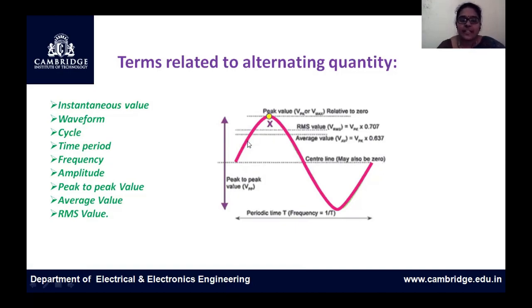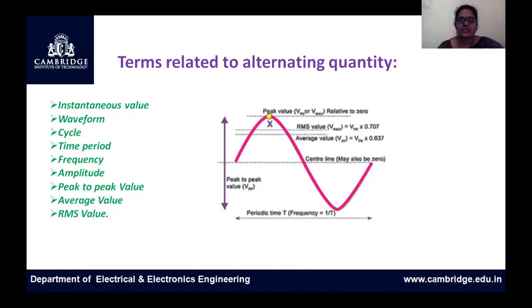So what is meant by instantaneous value? The value of an alternating quantity at any particular instant is called the instantaneous value. What is a waveform? If you represent any alternating quantity by taking time on the x-axis and amplitude on the y-axis, then such a representation is called waveform representation. The sinusoidal wave I am showing you is known as waveform representation.